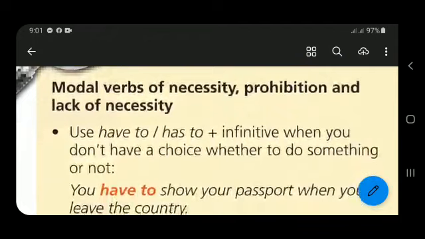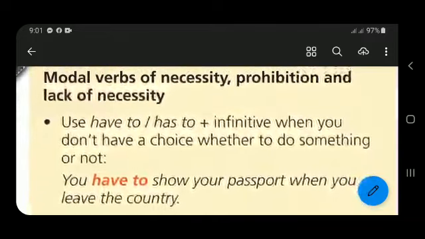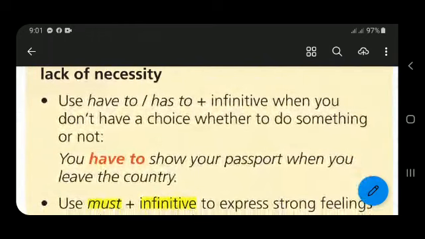First of all, how to express necessity. We use have to or has to plus infinitive when you don't have a choice whether to do something or not. So using have to or has to plus verb infinitive means that you have no choice to do this thing. For example, you have to show your passport when you leave the country. It means that you have no choice to do this. It's a very strong way to express necessity.